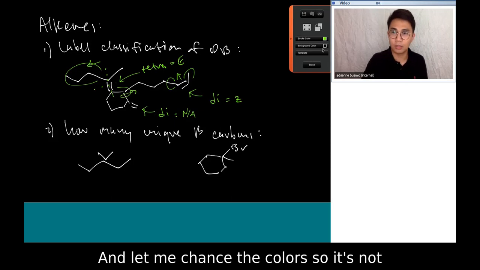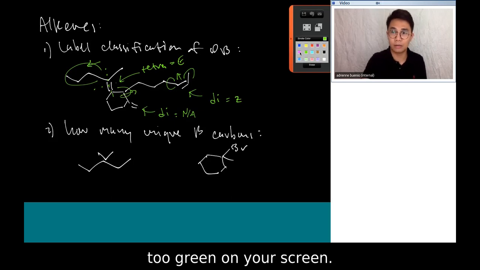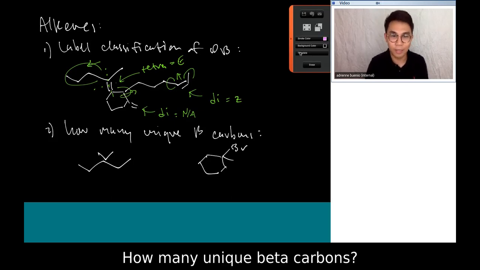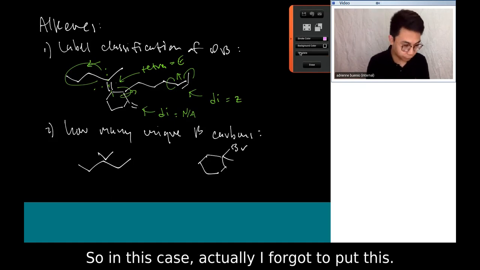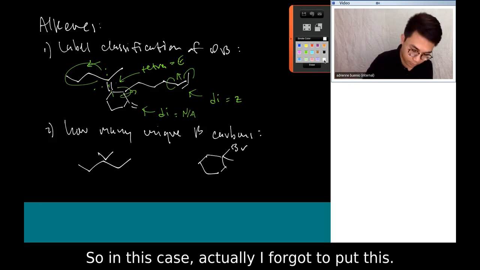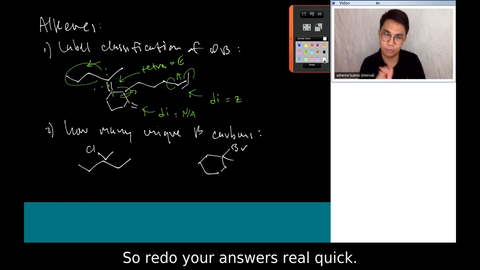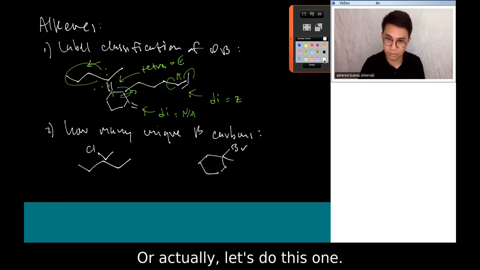And let me change the color so it's not too green on your screen. Okay, how many unique beta carbons? And this is where the beta elimination kind of comes in. So in this case, actually, I forgot to put this. So yeah, sorry about that. So redo your answers real quick. Or actually, let's do this one.